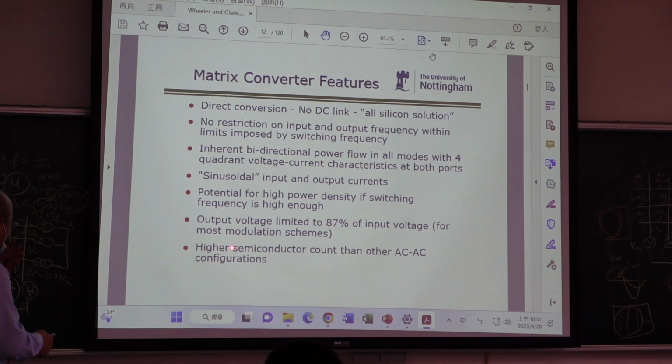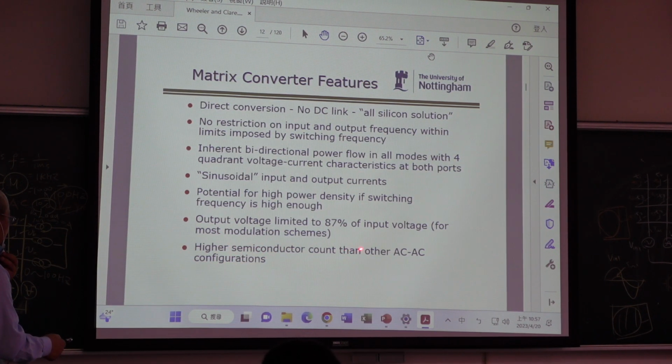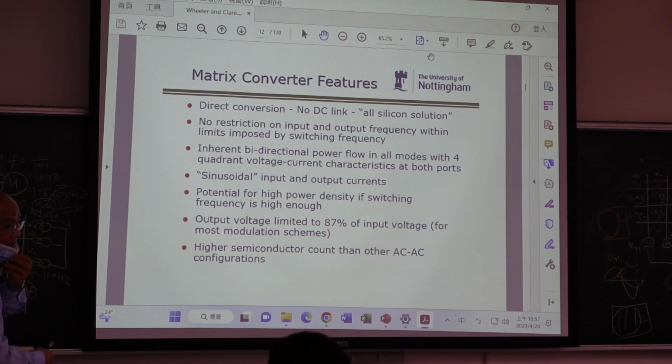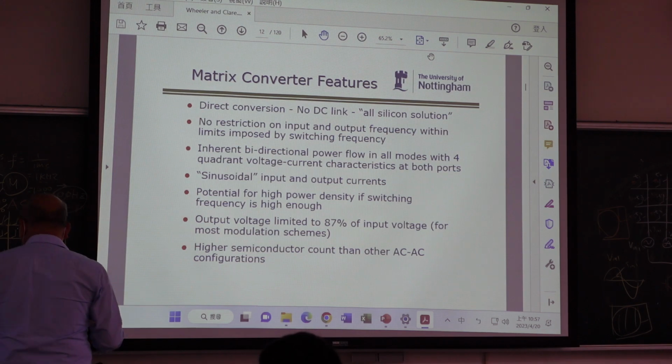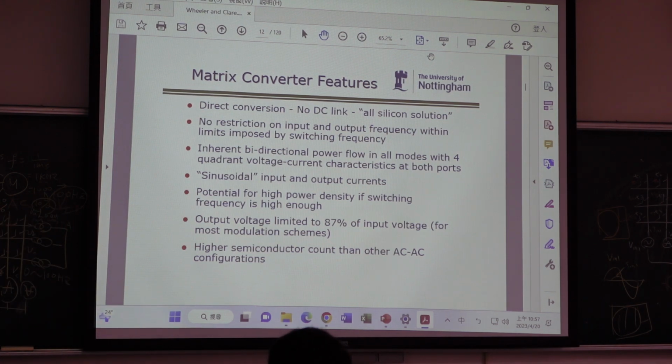So how many power devices should we use? 18. So it needs more semiconductors. It is 9 AC switches, but 18 IGBTs.